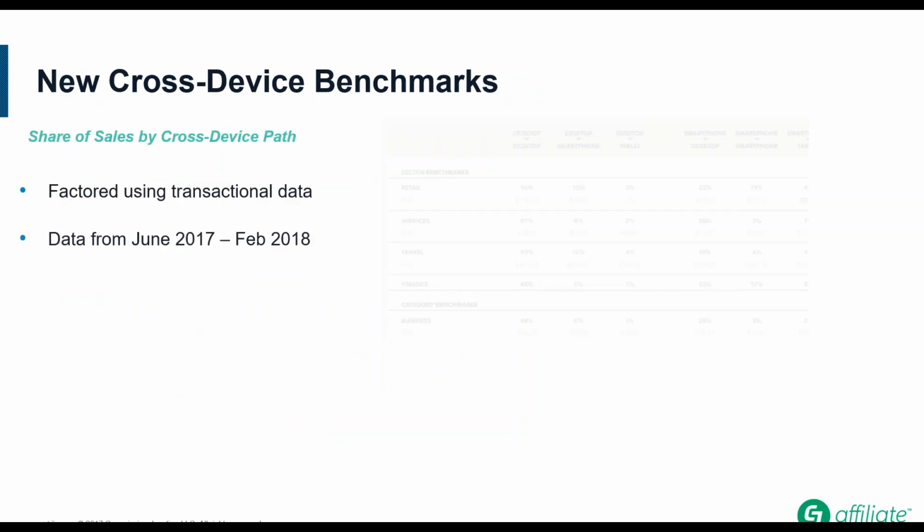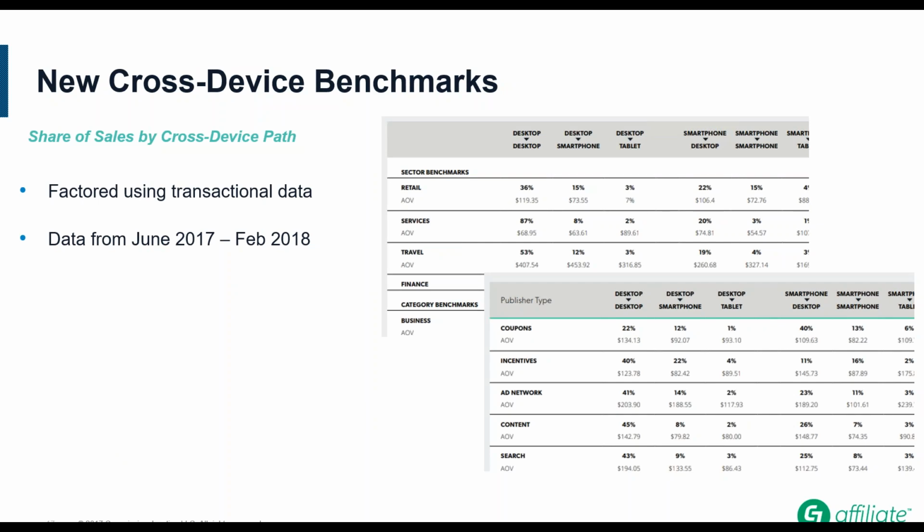And I'd also like to point out that within the report, there are some cross-device benchmarks for both advertisers and publishers. And we put these in the report so that our clients could assess how their own program is performing in terms of cross-device. So by different cross-device paths and by average order value, we've created benchmarks for different sectors, different advertiser categories, and different publisher types. So if you're an advertiser or a publisher who's listening to this webinar, if you've been wondering just how your performance on smartphones is on par with others in your category or your publisher type, this is the place you can go in the report to find out.